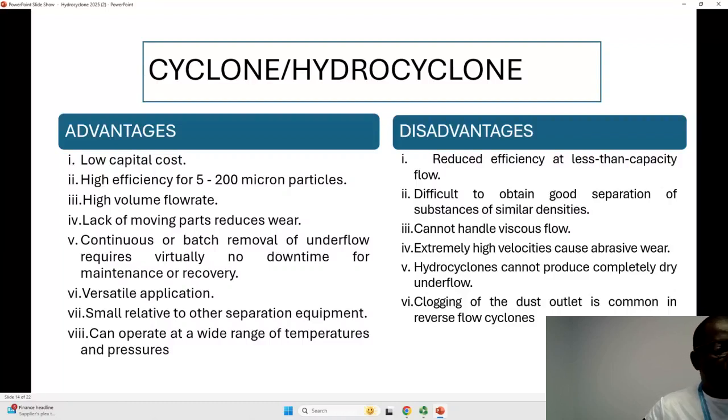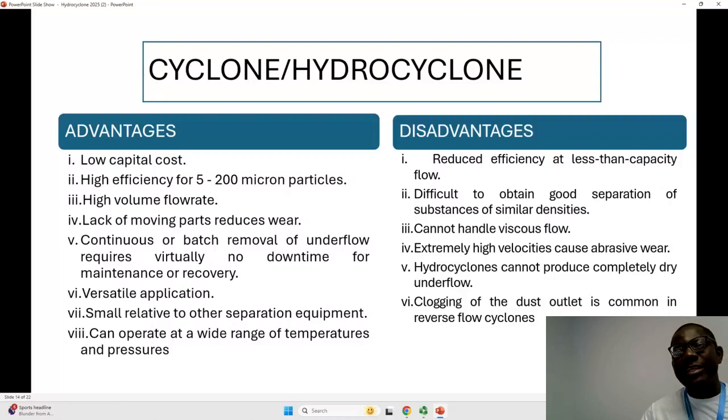Then I mentioned it has versatile applications, right? They're smaller relative to other separation equipment. Then lastly, it can operate at a wide range of temperature and pressure. So it can withstand higher temperature and pressure.